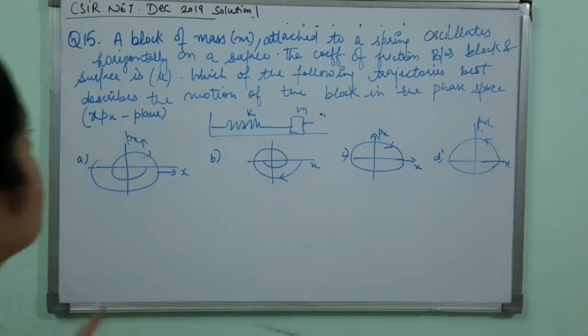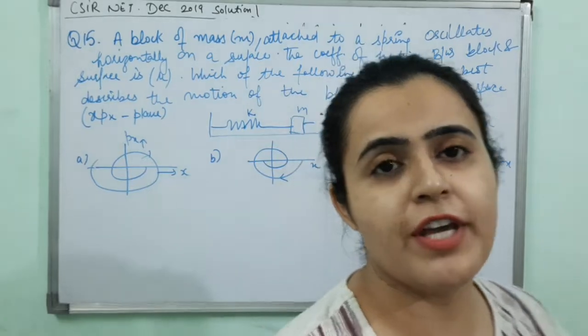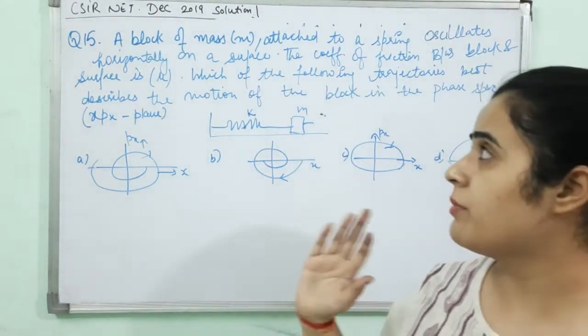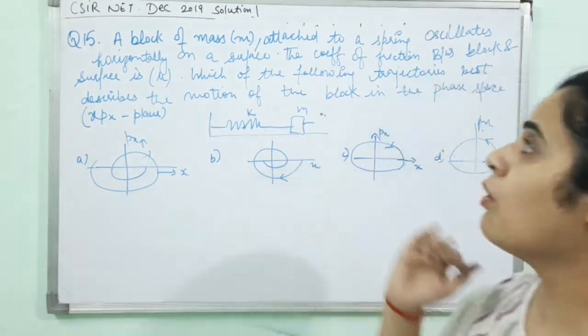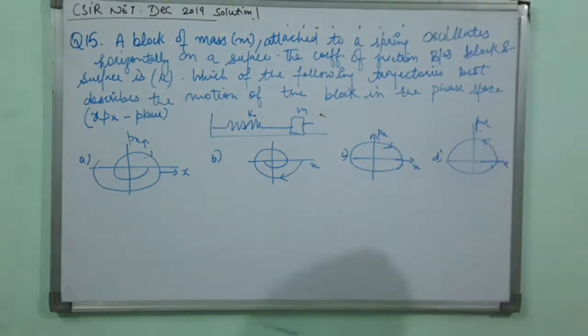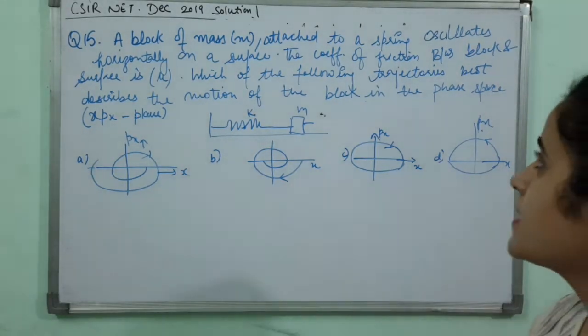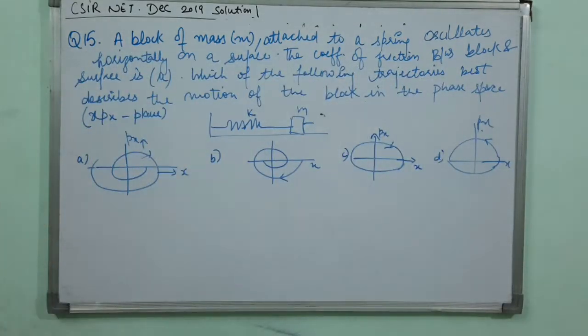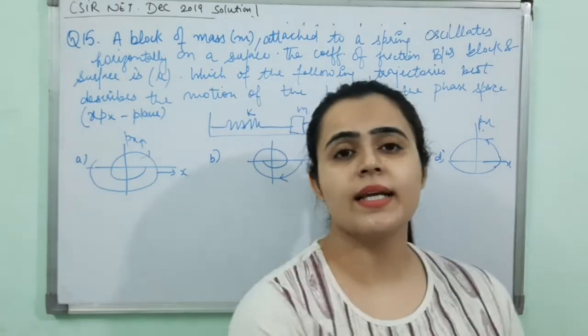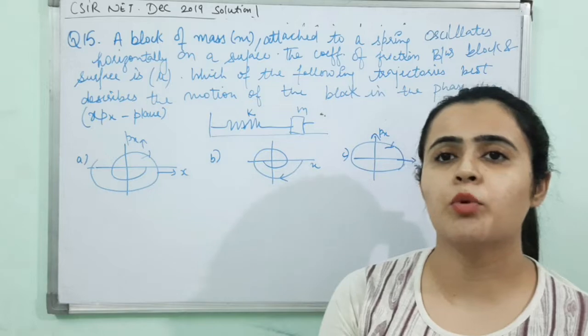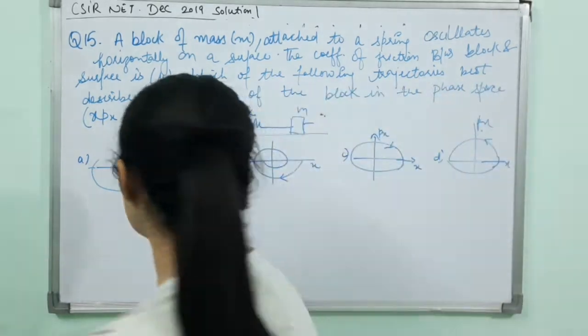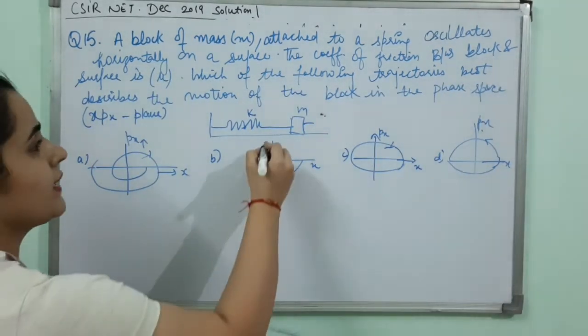Okay, fine students. The next question is basically a question of phase trajectory. Question number 15: a block of mass m attached to a spring oscillates horizontally on a surface. The coefficient of friction between block and surface is mu. Which of the following trajectories best describes the motion of the block in the phase space, the x-p_x plane? What do we mean by the x-p_x plane? X is basically displacement and P means momentum. So the graph is between x and p_x.